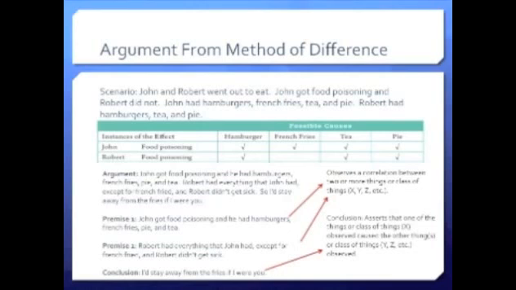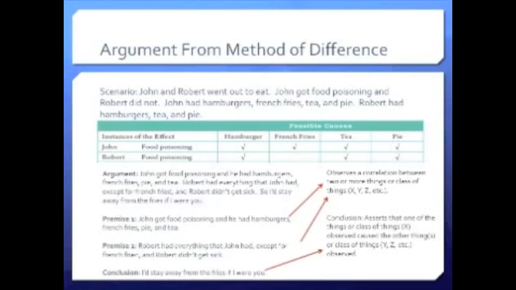So here we have the example of John and Robert. Based on these two cases, we used the method of difference to conclude that the cause of John's food poisoning was French fries. Given this, we can construct the following argument. John got food poisoning and he had hamburgers, French fries, pie, and tea. Robert had everything that John had except for French fries, and Robert did not get sick. So I'd stay away from the fries if I were you.